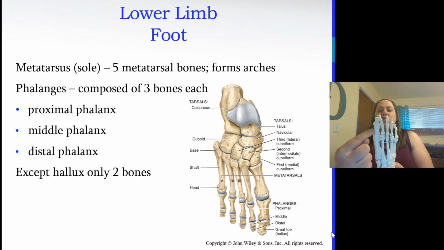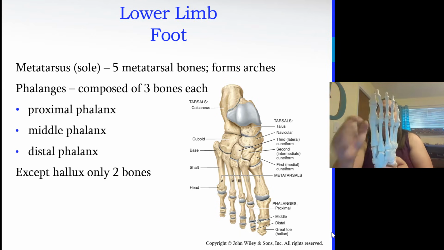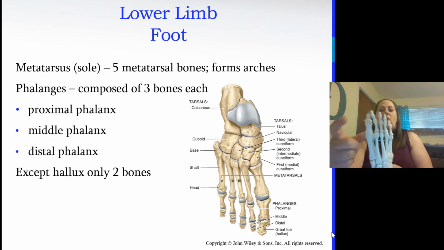But you'll notice that there's just going to be a proximal and a distal when we talk about the big toe.